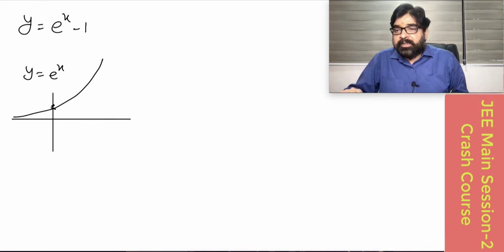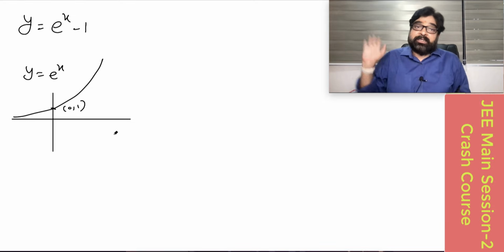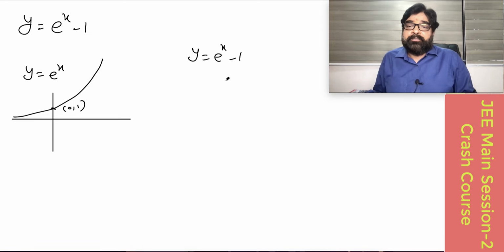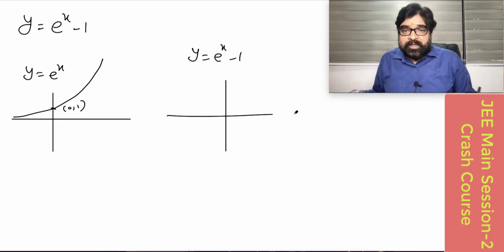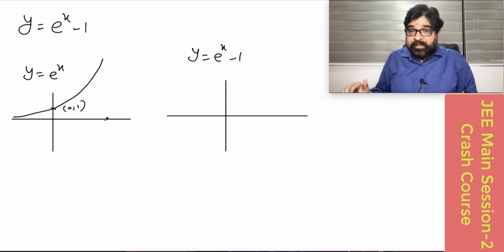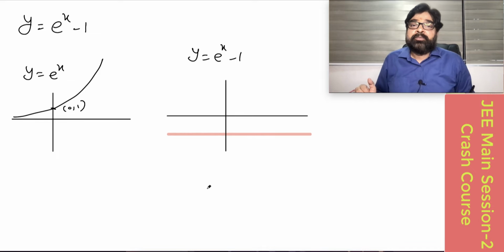E power x. This coordinate is 0. Again, it has asymptotes; the x-axis is the asymptote. Now I want y equal to e power x minus 1. So 1 unit down. Here the x-axis is the asymptote, so the asymptote also moves 1 unit down.